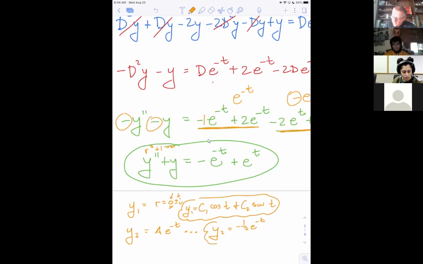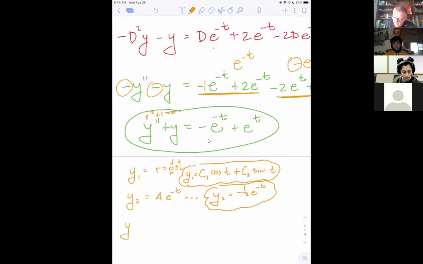So there's y1, there's y2, and then the same thing happens for y3, except we have a different guess. It'd be b e to the +t, and I, again, take the second derivative of that, solve for b, and I get 1/2 for that. So b ends up 1/2.